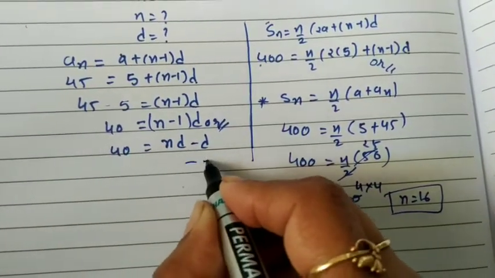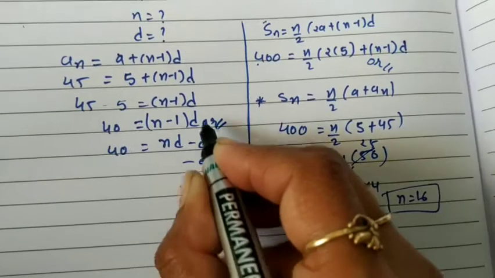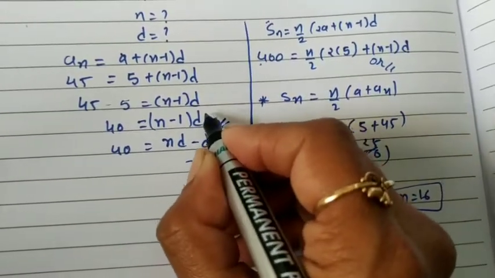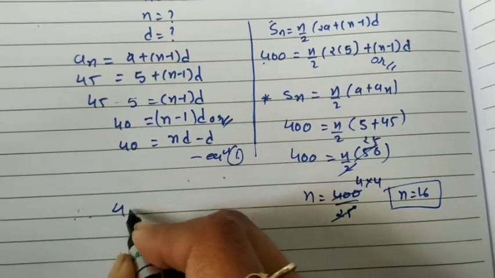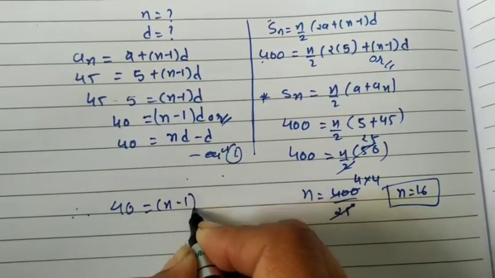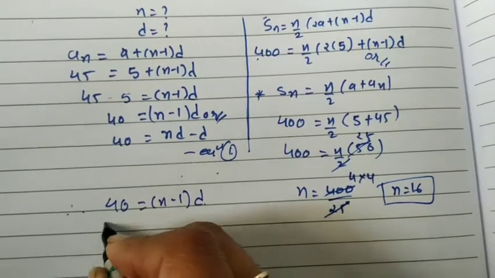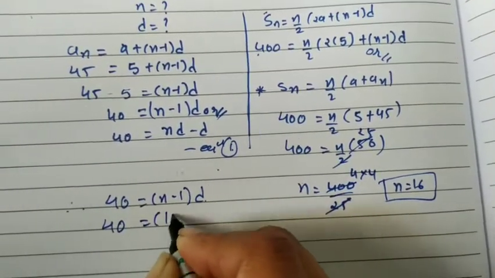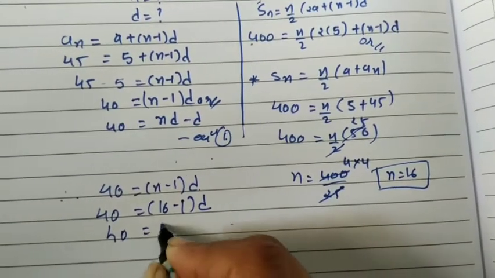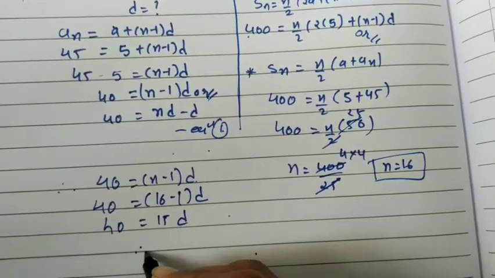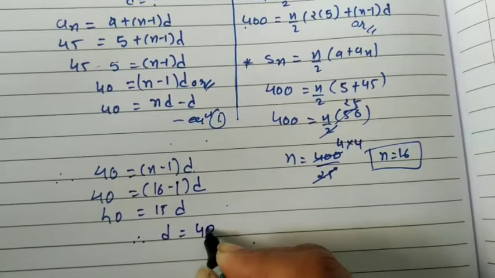Let us substitute in equation number 1, so we can get the value of d. So here let me substitute. So 40 is equals to n minus 1 into d. Let us substitute that: 40 is equals to 16 minus 1 into d. So 40 is equals to 15d. So therefore d will become 40 upon 15.